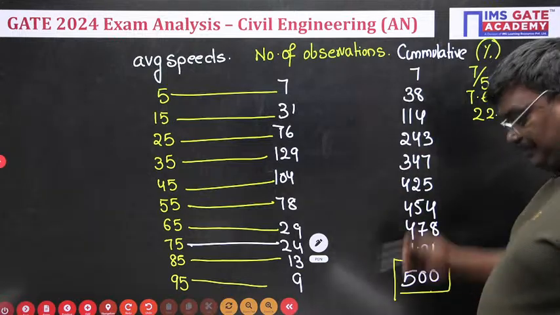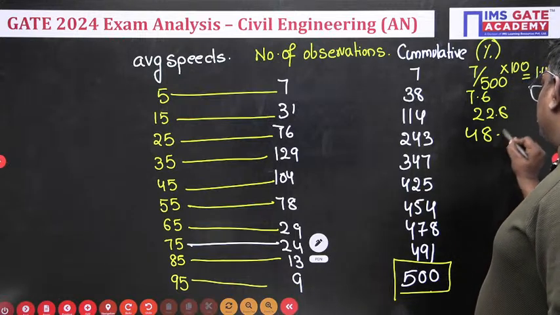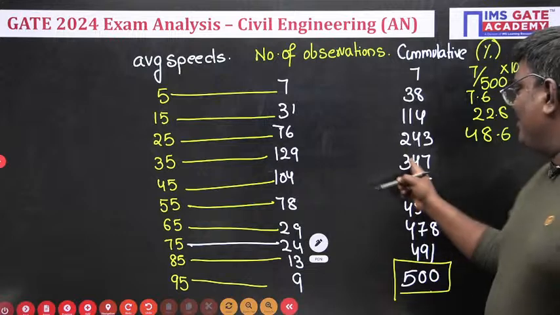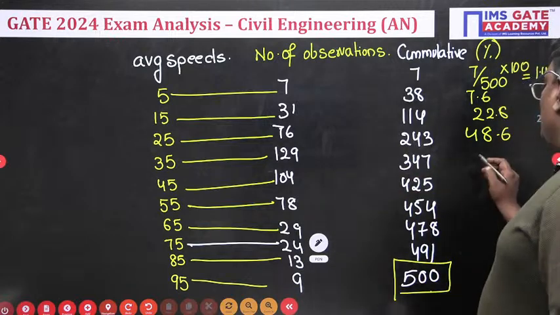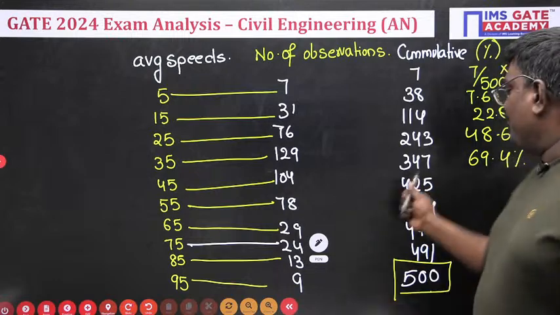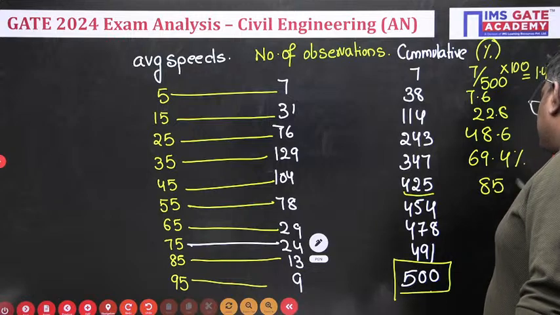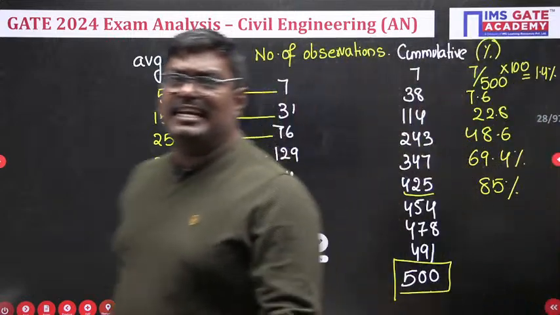So if you see, you will get 48.6 percentile. And if you divide 5 divided by 347, you will get 69.4 percentile. And my dear students, if you divide 5 divided by 425, you will get 85 percentile. So here is the answer, C students.